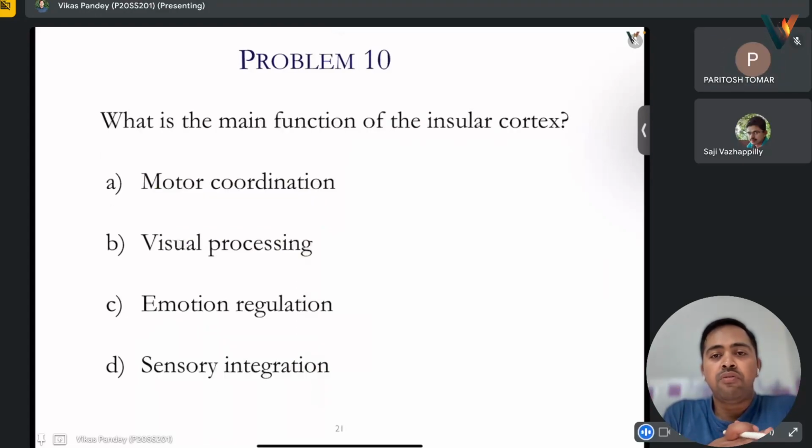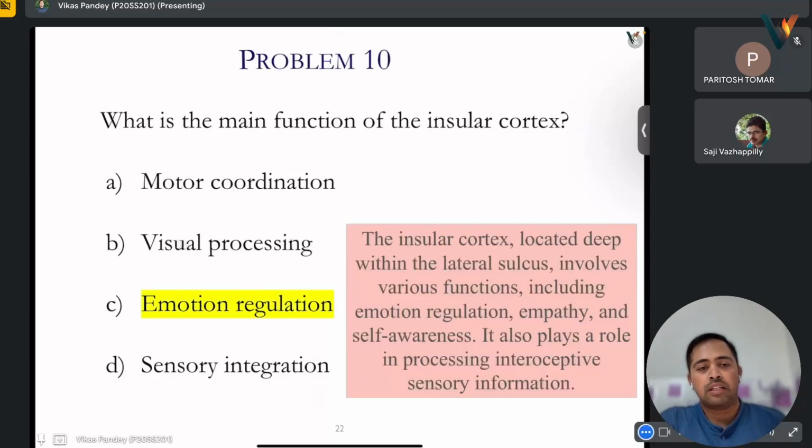What is the main function of the insular cortex? Anyone? Motor coordination, visual processing, emotion regulation, sensory integration. Yes, any answers? It's the emotion regulation. Okay.